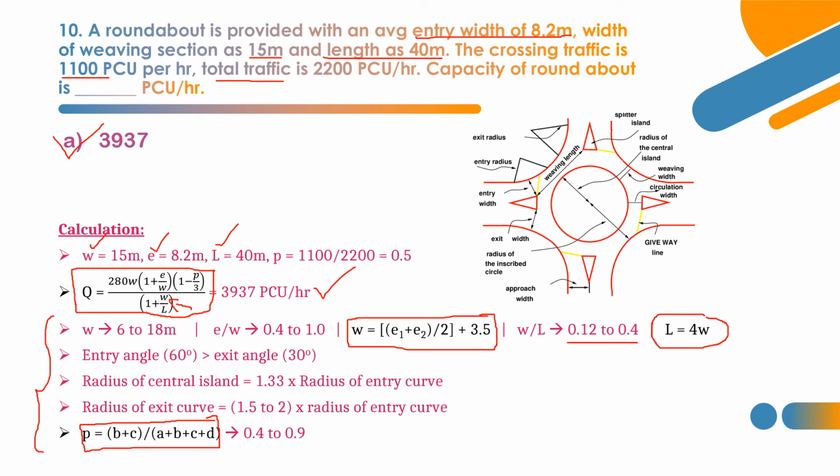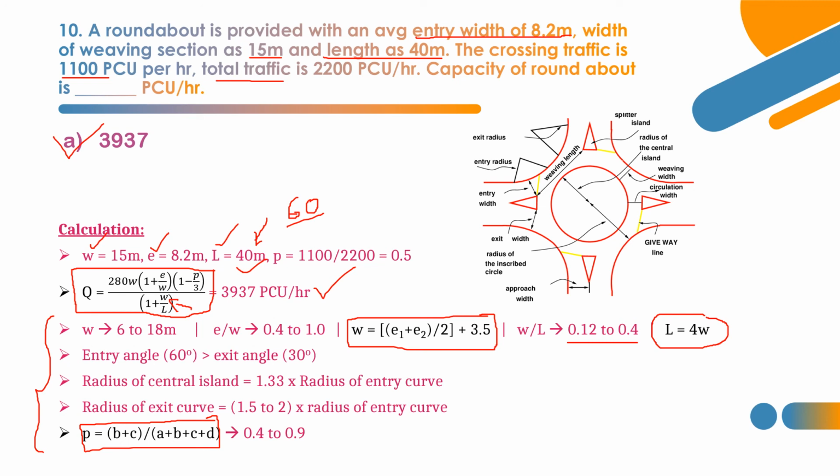And the length of the weaving section shall be 4 times the width of the weaving section. So you can see here also, the length of the weaving section is 40, and the width of the weaving section is 15. So 15 into 4 gives 60, around 60. So you can adopt 60 meter or less than that. But in the question they have given 40 meters as the length of the weaving section, so that's why L is equal to 40 meter. But in case they have not mentioned the length of the weaving section, we can find that value by multiplying the width of the weaving section by 4.